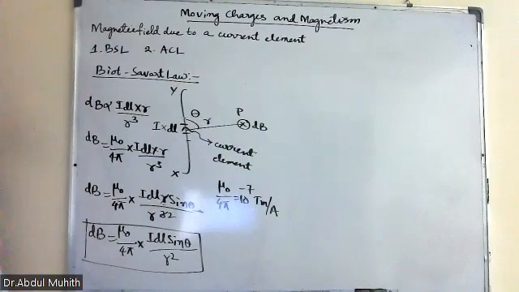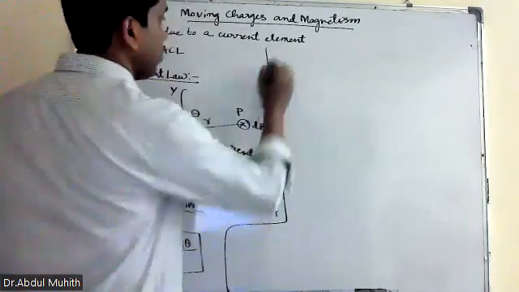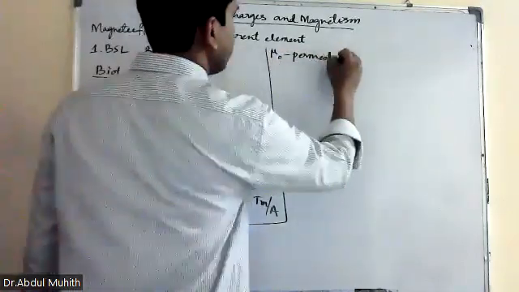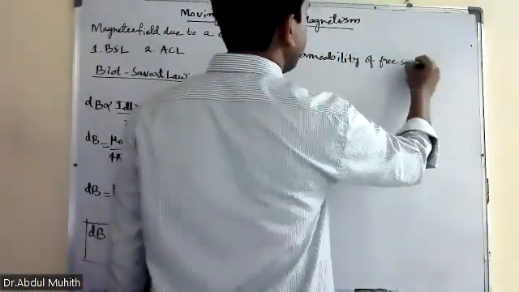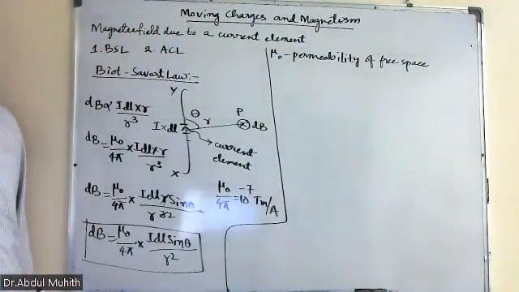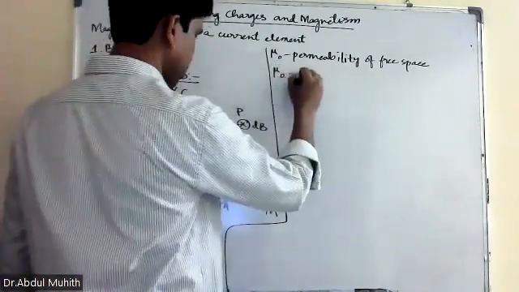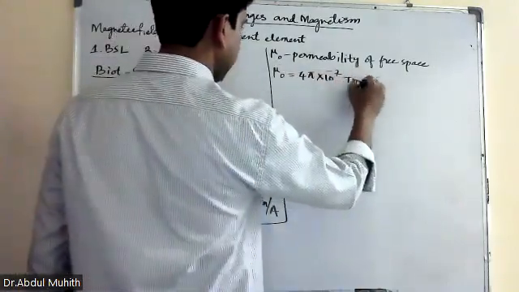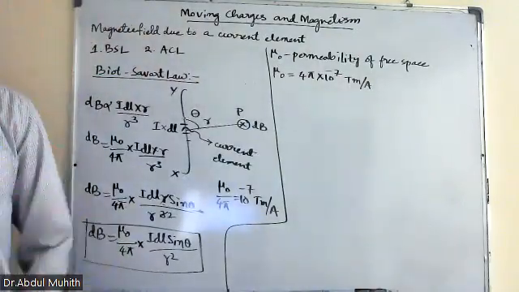We are left with this one. What is mu 0 here? What is the meaning of mu 0? Mu 0 is said to be the permeability of free space. What is permeability of free space? It is a property of the medium which allows magnetic field lines to pass through. Its value is 4 pi into 10 to the power of minus 7 Tesla meter per ampere. This is the value for mu 0.